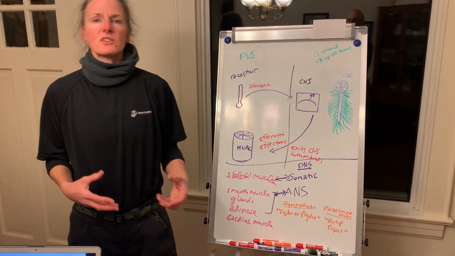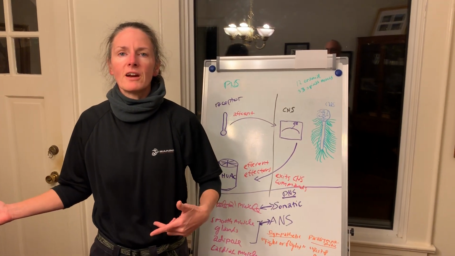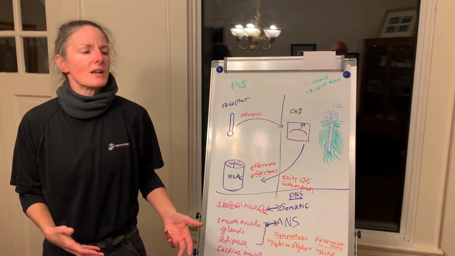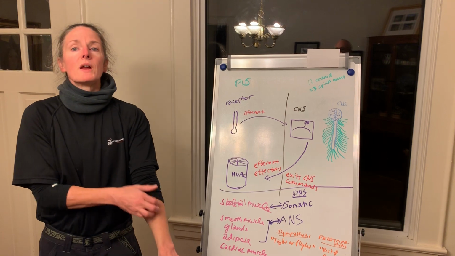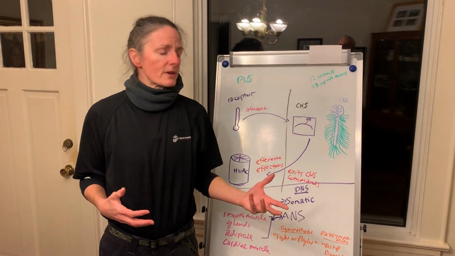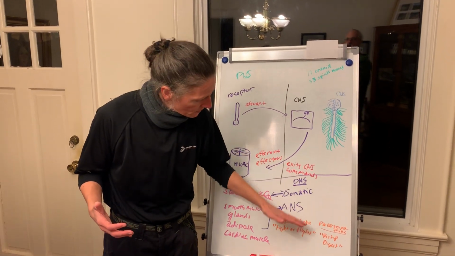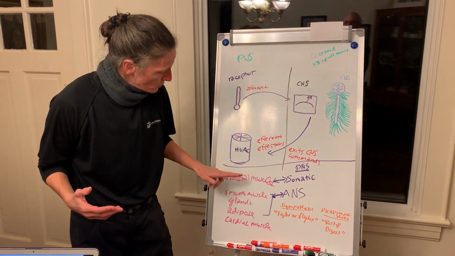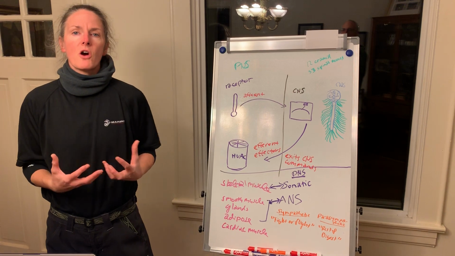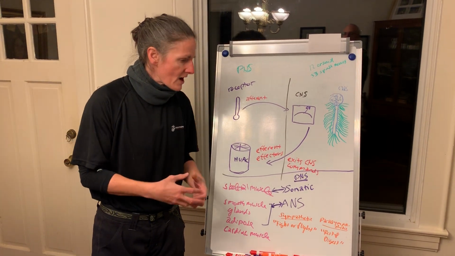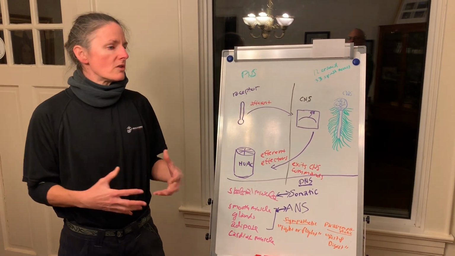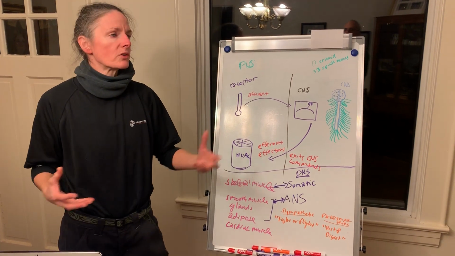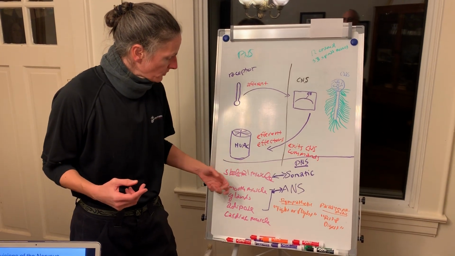You don't want to be digesting a big hamburger while you're running a 5K, right? You don't want to be thinking about urination or defecation while you're running a race or doing something else. So typically what happens is the sympathetic nervous system will divert blood flow to your skeletal muscles. It'll cause your heart to beat faster, contract faster, your blood pressure to increase, so that you'll mobilize these resources to be used by the skeletal muscles to be able to do something.